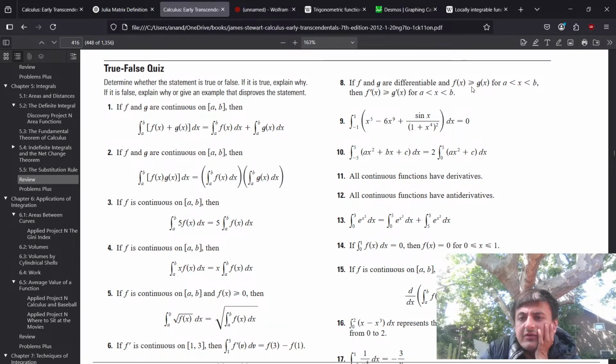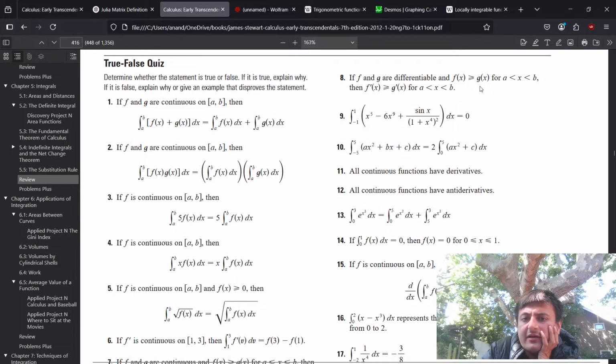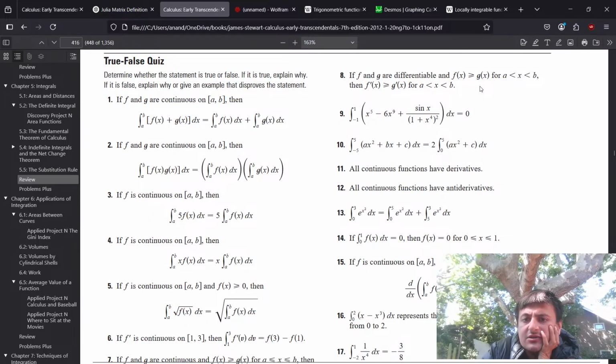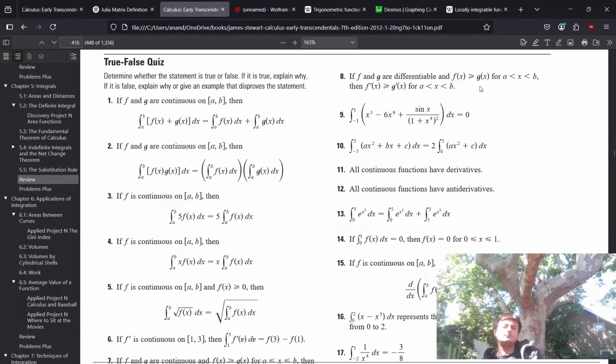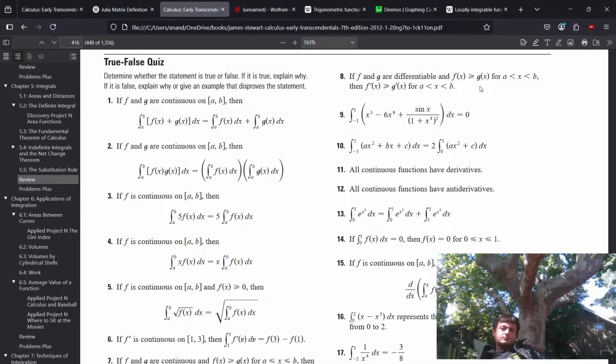If f and g are differentiable and f of x is greater than g of x, then f prime of x is greater than g prime of x. I don't think that's true.